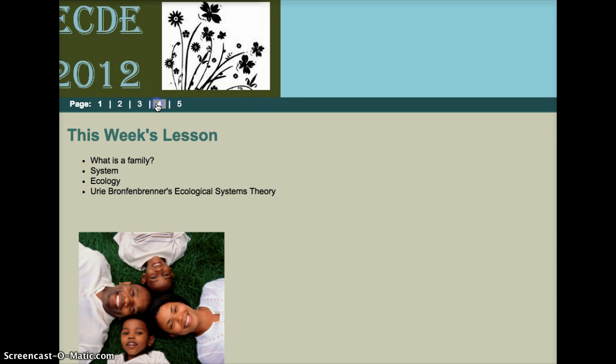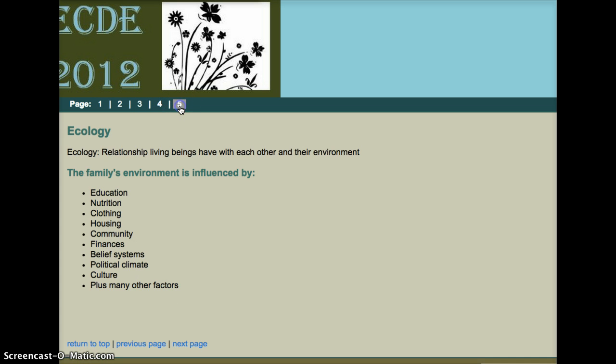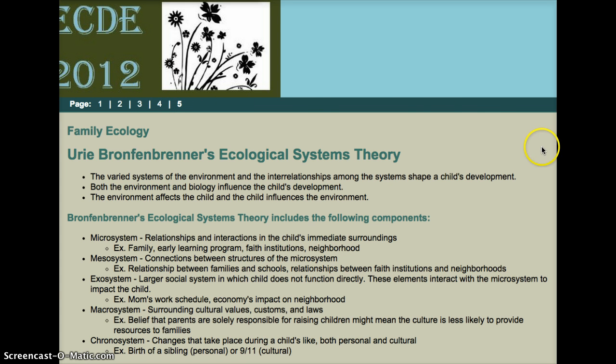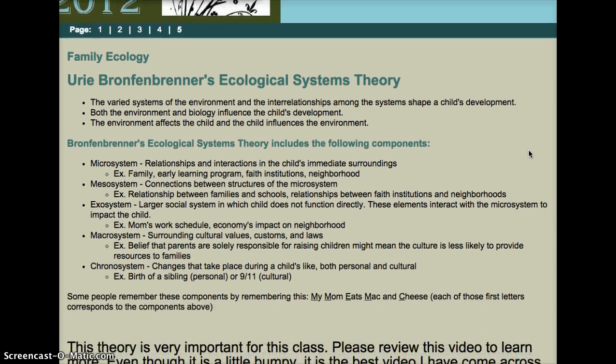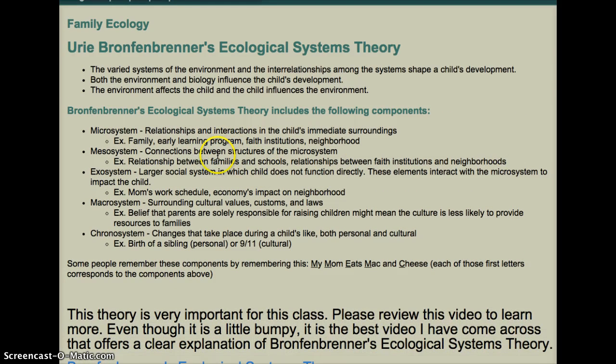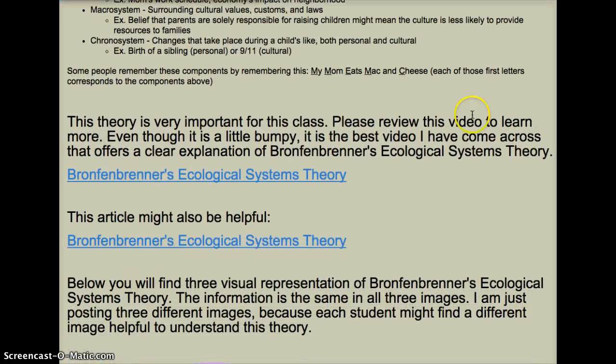Please go through each page, and you will see this information describes for you each of the different systems from this theory: the microsystem, mesosystem, exosystem, macrosystem, and chronosystem. Also, there's a video and an additional article for you to read. Also, the textbook talks about Bronfenbrenner. You will need to make sure you do all of those different assignments before you start your family interview assignment.